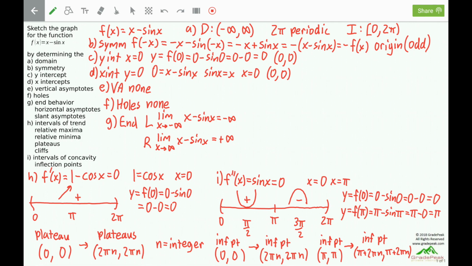We can now graph the function. We can draw the vertical axis. We can draw the horizontal axis.